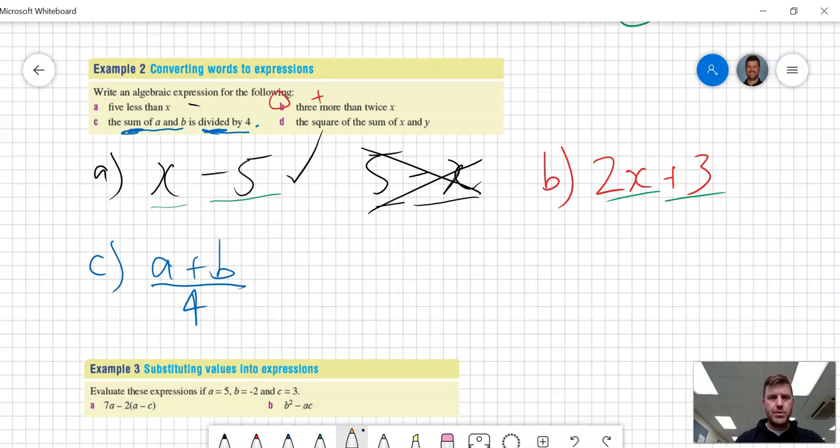And let's move on to example 2D, the square of the sum of x and y. So again, the sum of means to add, so we're going to have x plus y, and the square of. So that means we're squaring the sum of those two variables. So put them in a bracket and raise to the power of 2.